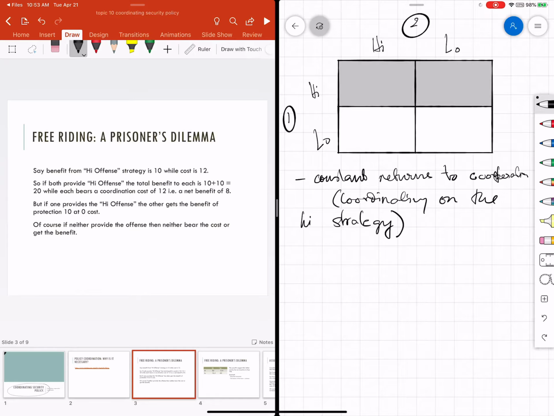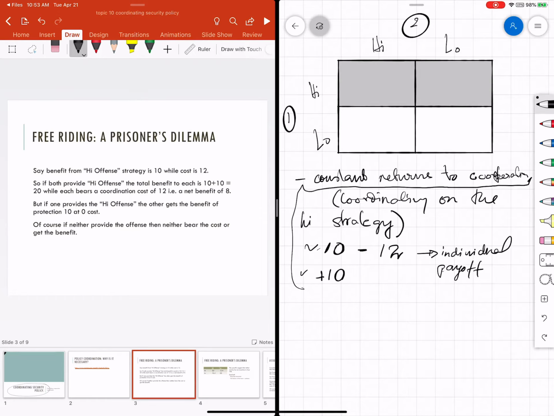So what does that mean? This means that if both country one and country two choose to spend money on high defense, they get a payoff of 10. But the cost is 12. That's the individual payoff. But here's the kicker. If both choose high offense, both, mind you, then they get an additional 10. Now, the fact that these two numbers are exactly the same, that's what it means by constant returns to scale, right? That's kind of what the constant returns to cooperation sort of means.